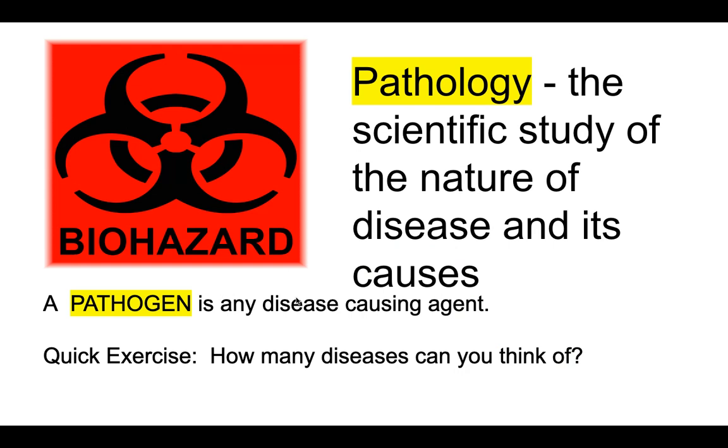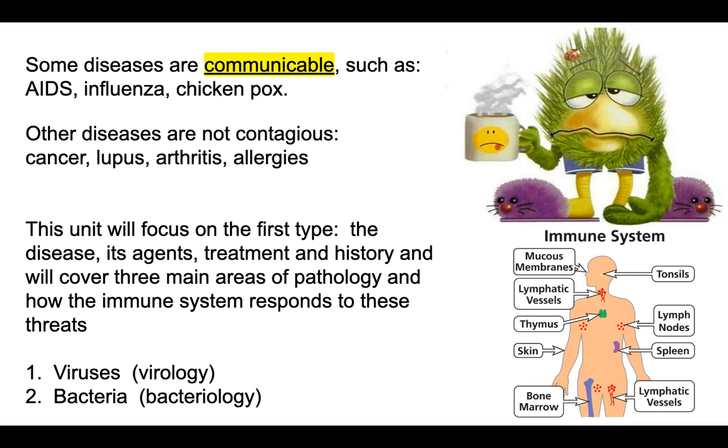So who studies this? Pathology is the study of the nature of a disease and its causes. And if you're a pathologist, you are the person that is studying the disease and what causes it. The specific agent that causes the disease is called a pathogen. And again, these words are just an introduction to diseases and how they work. So how do you get a disease?